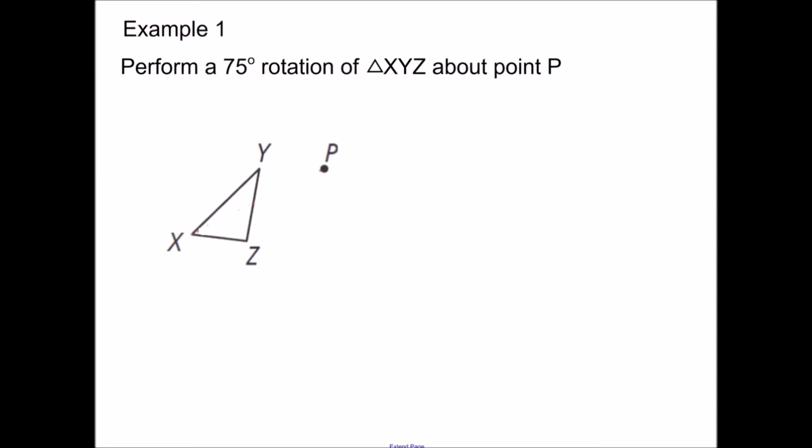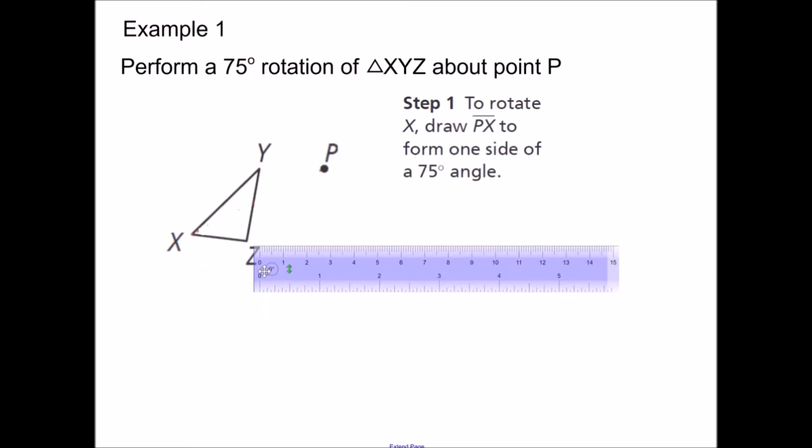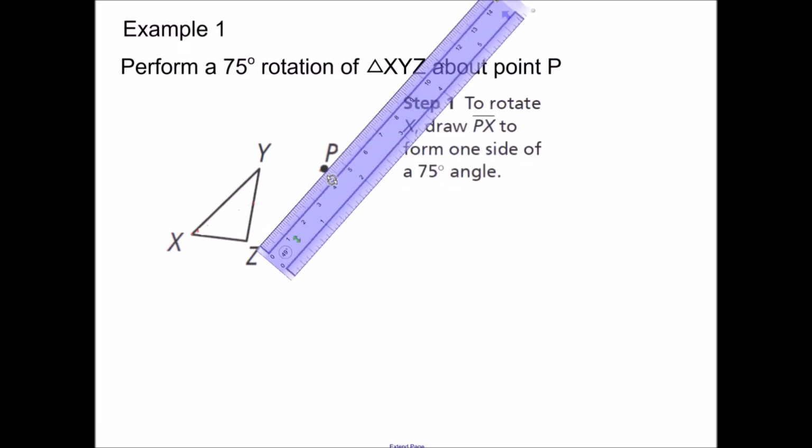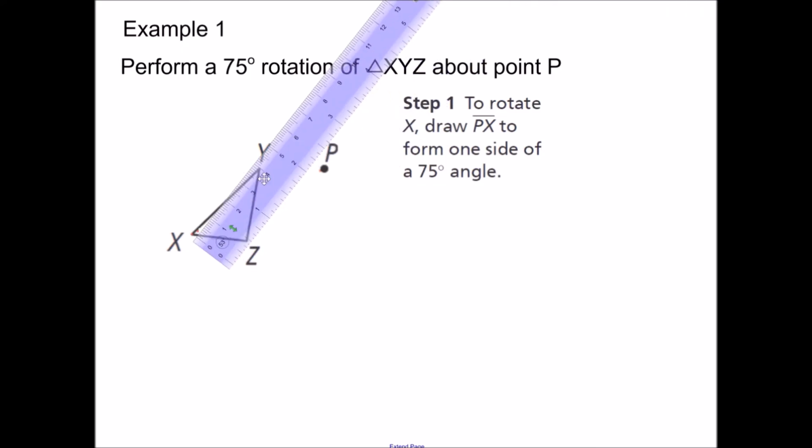All right, so let's perform a 75 degree rotation of triangle XYZ about point P. We'll illustrate this here. So step 1, we want to rotate X. We want to draw a line segment PX to form one side of a 75 degree angle. So use your ruler or some kind of straight edge in order to connect X and P together.